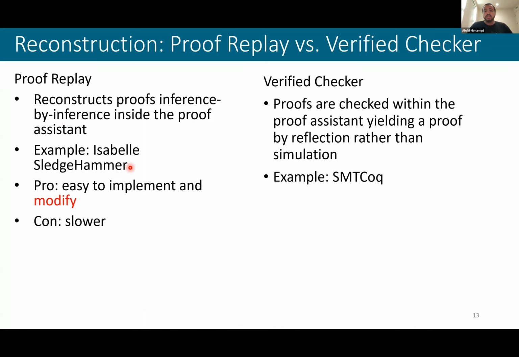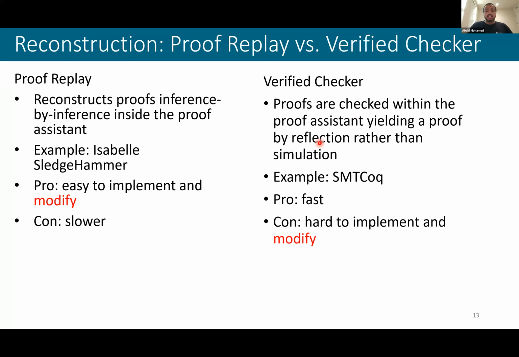In the verified checker approach, we write a checker in the theorem prover, and then prove that checker is correct, and then use reflection to prove the goals that we want to work on. An example of this is the SMTCoq tactic for Coq, and it follows this verified checker approach. An advantage of this approach is that it's fast. However, it's very rigid and hard to implement and modify.